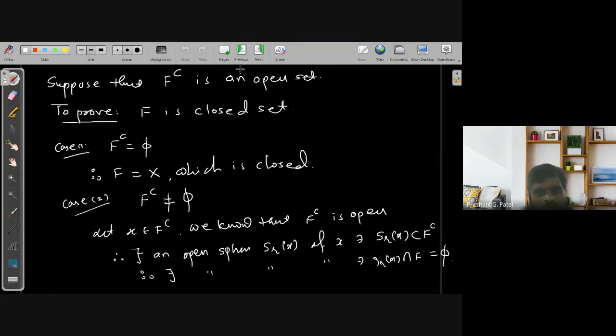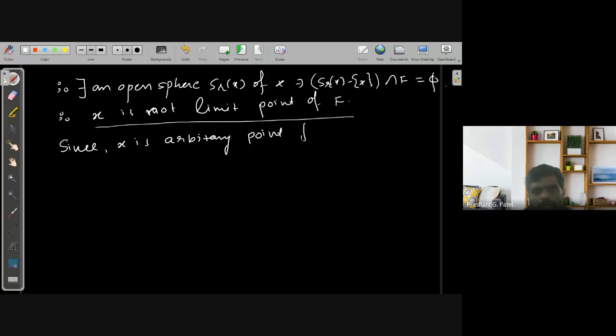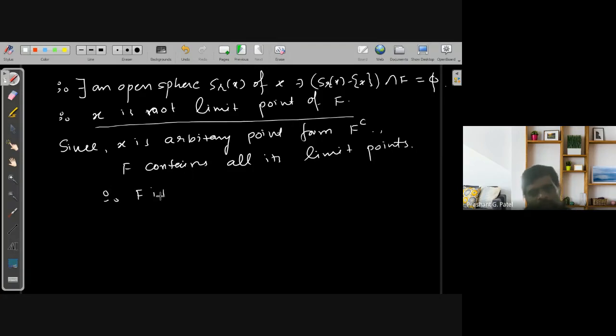So what we have proved is that if you pick any point in the complement, that point will not be a limit point of the set F. That means all the limit points of F will be contained in F, not in the complement. In its complement there is no limit point. So all the limit points have to be inside F, and that's why F is closed. So we can write, since x is an arbitrary point from F complement, we say that F contains all its limit points. Therefore, F is a closed set.